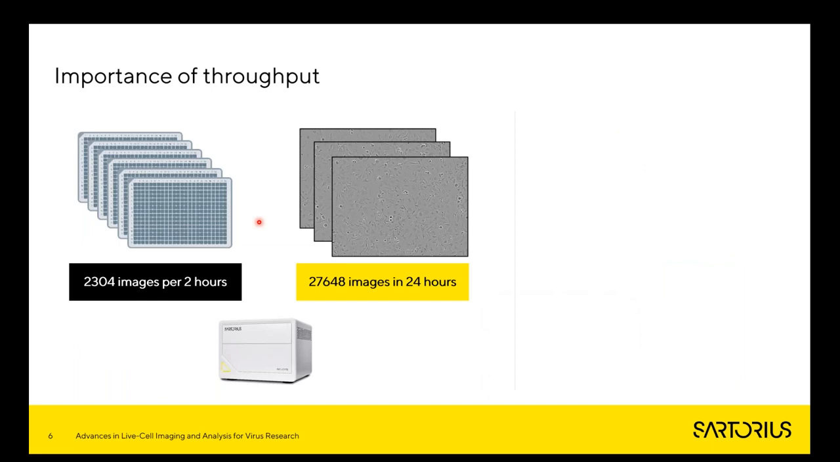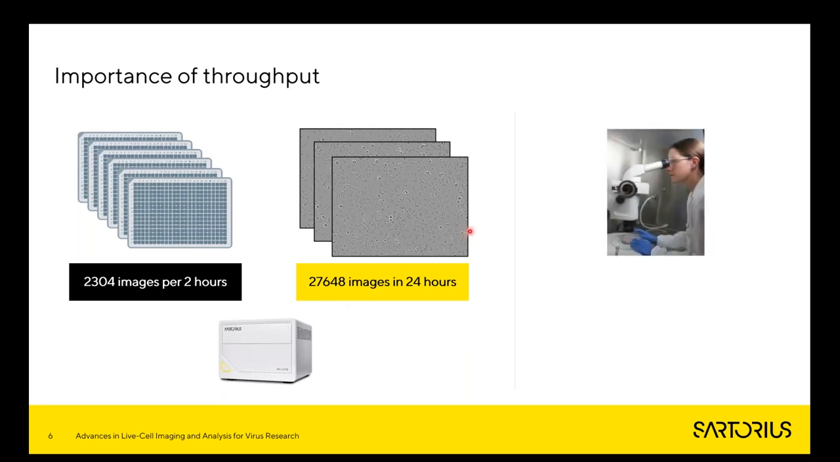So just to give you a little bit of context of the importance of automation in a workflow, when imaging 6 384-well plates using the Incucyte system every 2 hours, you will be able to collect 2,304 images. Take that in a 24-hour window, you'll be able to obtain 27,648 images. Now, if you were to do that using a manual approach, taking 30 seconds to capture an image per well, it would take you 9.6 days working nonstop to acquire the same amount of images. So this really shows the importance of throughput and the importance of automation in your workflow.